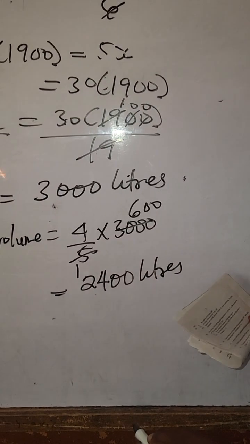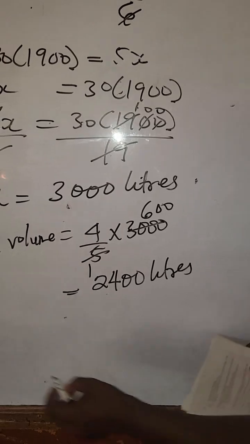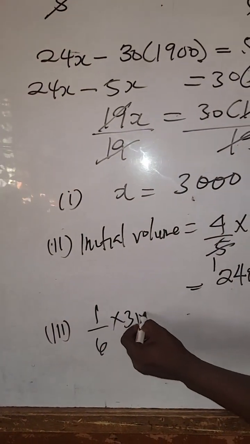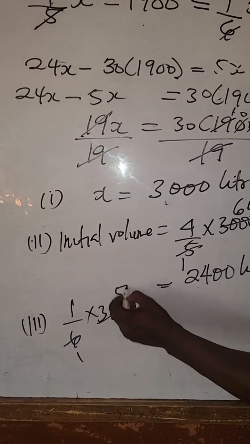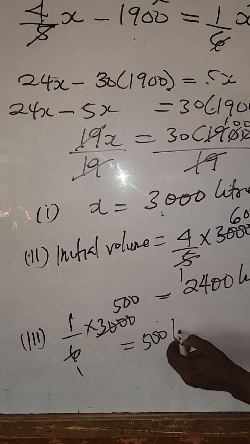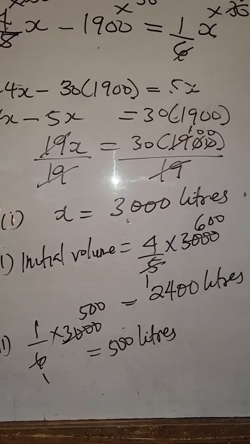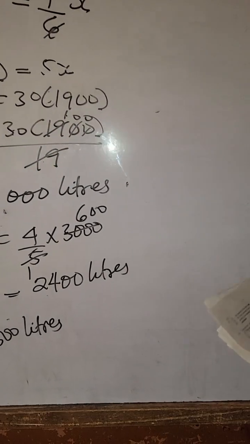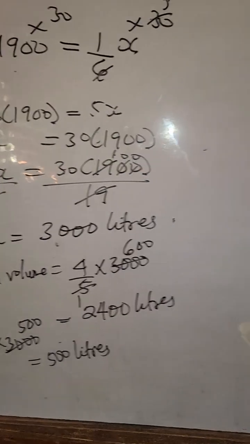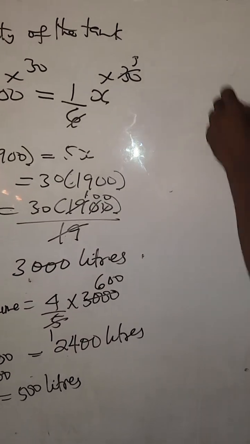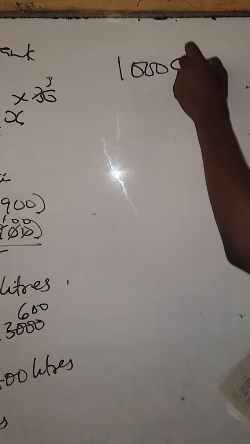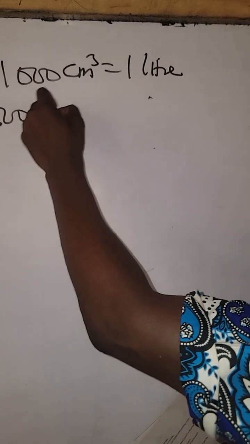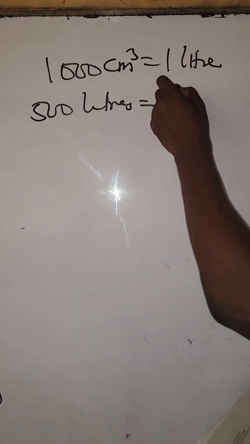Now the volume of water remaining. So volume of water remaining is 1/6 times 3,000, and that's 500 liters. But they are asking to find it in cubic centimeters. So how many cubic centimeters gives you a liter? It's 1,000. 1,000 cm cube is 1 liter. And we are changing 500 liters.